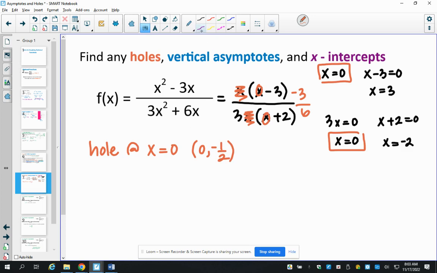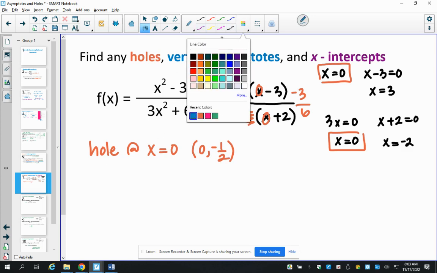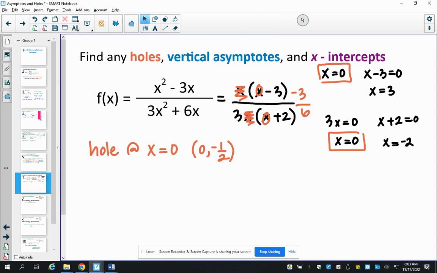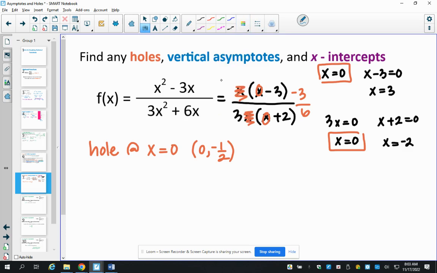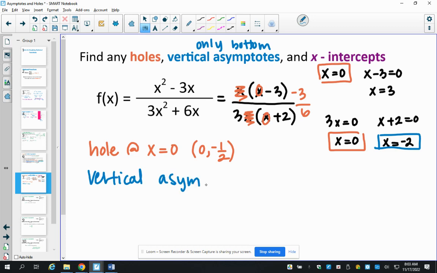So then for our vertical asymptotes, our vertical asymptotes are unique or only in the bottom. Okay, so these are only in the bottom. So then we're going to look at this 0 in the bottom of negative 2. That is not in the top, so that's our vertical asymptote. Now, a vertical asymptote is an equation, so it's the equation x equals negative 2.